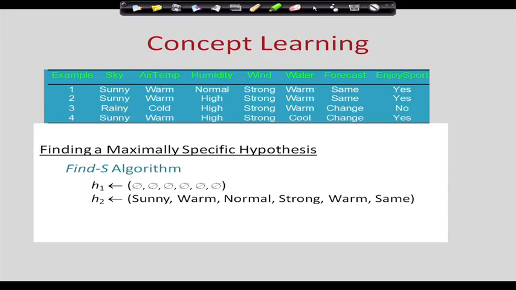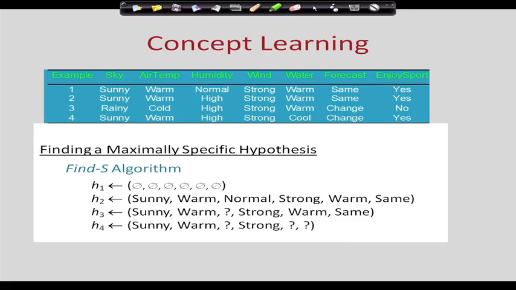Then you bring in the second training example, and the second training example has humidity high, which does not agree with the current hypothesis. So, you set humidity to question mark, which is the more general form. Then we look at the next training example, and you find out that water and forecast are not agreeing. So, you generalize these as well. So, this is the final hypothesis that you have. h4 is sunny, warm, question mark, strong, question mark, question mark.